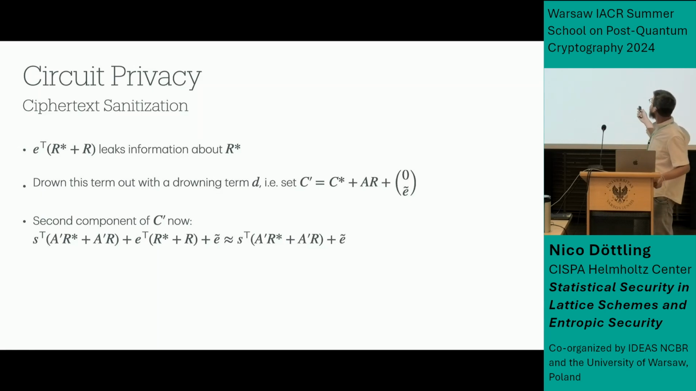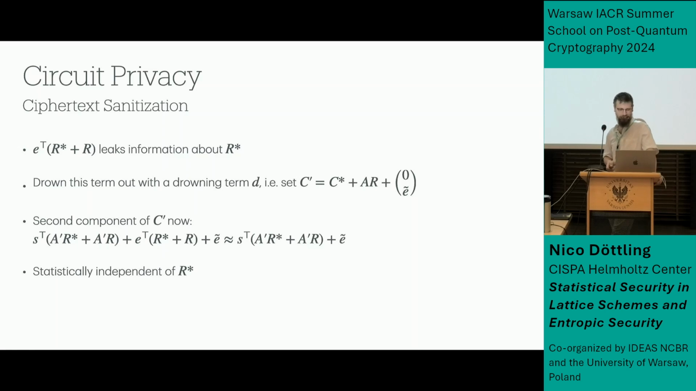In the first component of the ciphertext, nothing changes because of the 0, but now in the second part, we still have this S transpose A prime R star plus A prime R plus this term that we want to get rid of, now plus this E tilde, and now we use this drowning lemma to say that E tilde plus this is statistically close to just E tilde. So it makes this shift go away. And therefore, our new ciphertext, or our sanitized ciphertext, is now statistically independent of R star. Good.